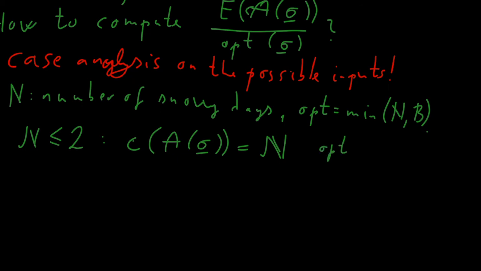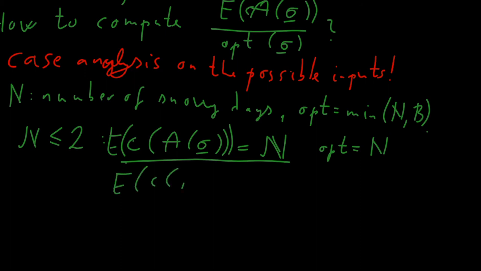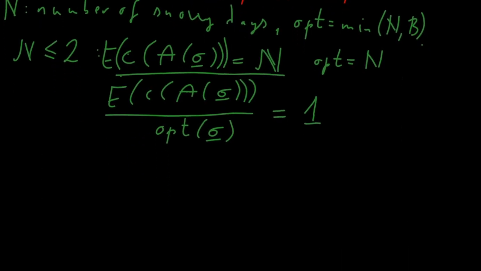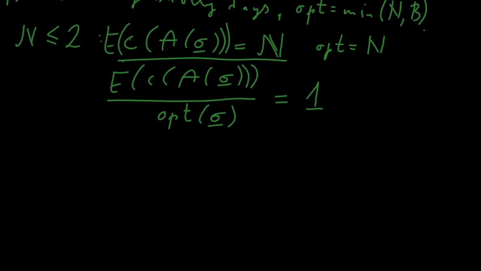And the optimum is still n. So in this case, the ratio, and of course, since we have a constant cost, the expected value of this cost is still that constant. So in this case, the expected cost of the algorithm run on sigma divided by the optimum value of sigma is just 1, which means that for these 2 cases, which collapse to one single case, this algorithm produces the optimum value.